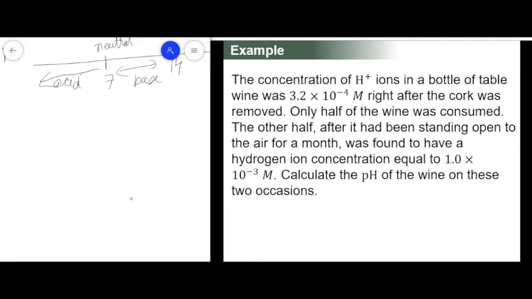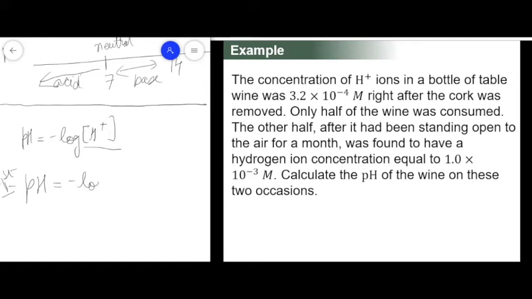The first occasion, the question is asking for what is the pH of the wine. So we know that pH is negative log of H ion concentration. So if we have H ion concentration, we can figure out pH. Do we have H ion concentration? For both the instances, H ion concentration is provided to us. So in the first condition, pH would be negative log of the H ion concentration, which is right here, 3.2 times 10 raised to the power negative 4 molar.